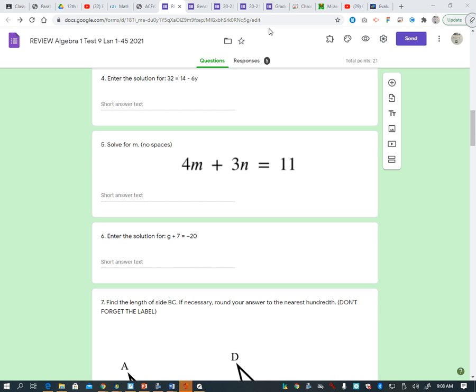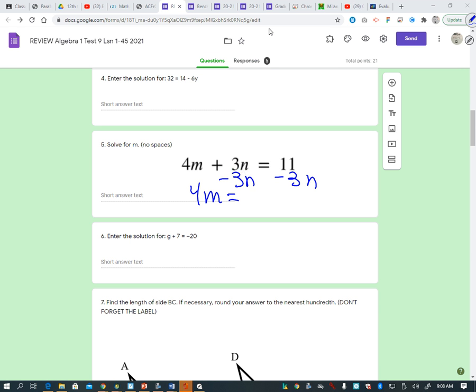Okay? So what can I move away from it first? 3n. How do I move 3n to the other side? Subtract because it's adding. Okay? Okay, good. So we have 4m equals what? What does the right-hand side equal now? Go ahead. No. You can't use the calculator here.